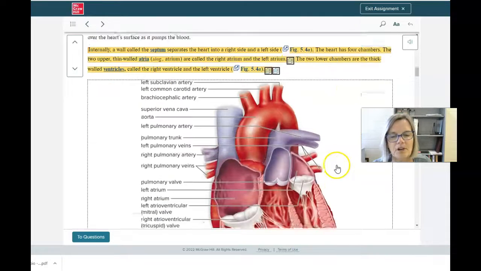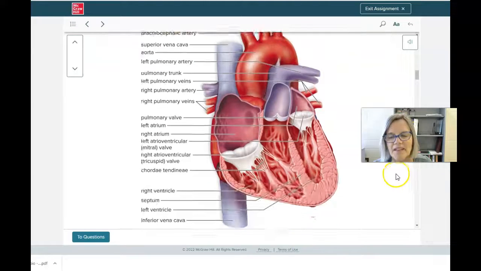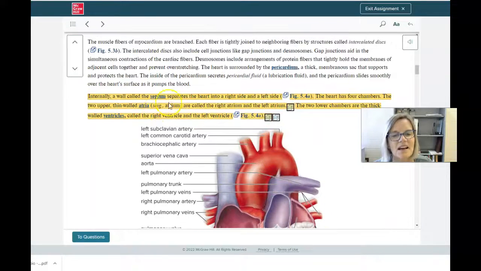So, a couple vocabulary words. The first one we have here is the septum, and the septum is some myocardium, some heart muscle, that separates the right and the left sides of the heart. So it divides the right and the left side of the heart, and that's actually really important, and I'll try to show you why in a couple minutes.